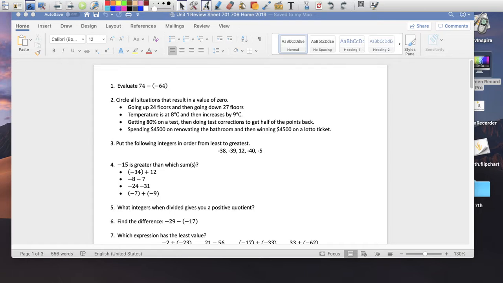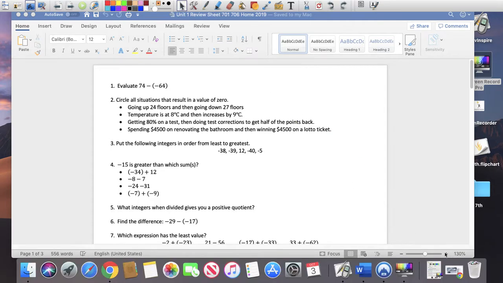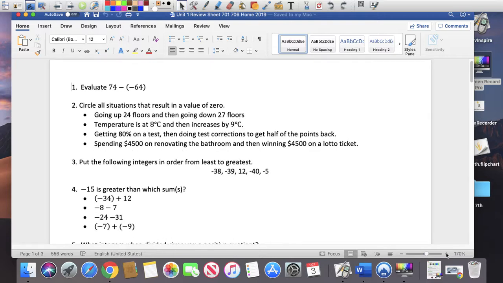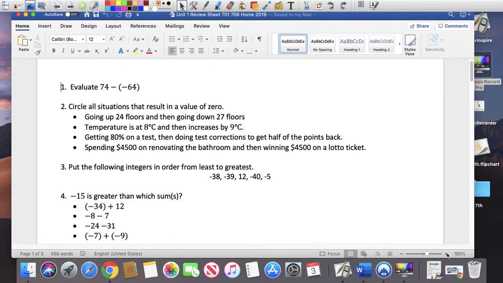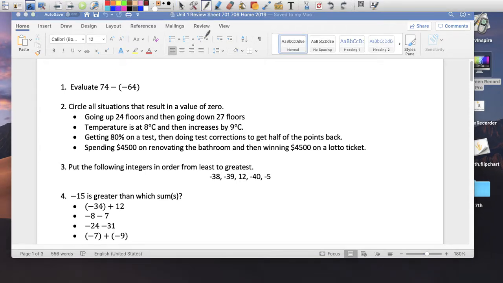So let's start with the first question. It's just a simple subtraction problem. I think it's easier if you change it to an addition problem because it helps you see if you're adding two positives, two negatives, or a negative and a positive. So the first one is 74 minus negative 64.